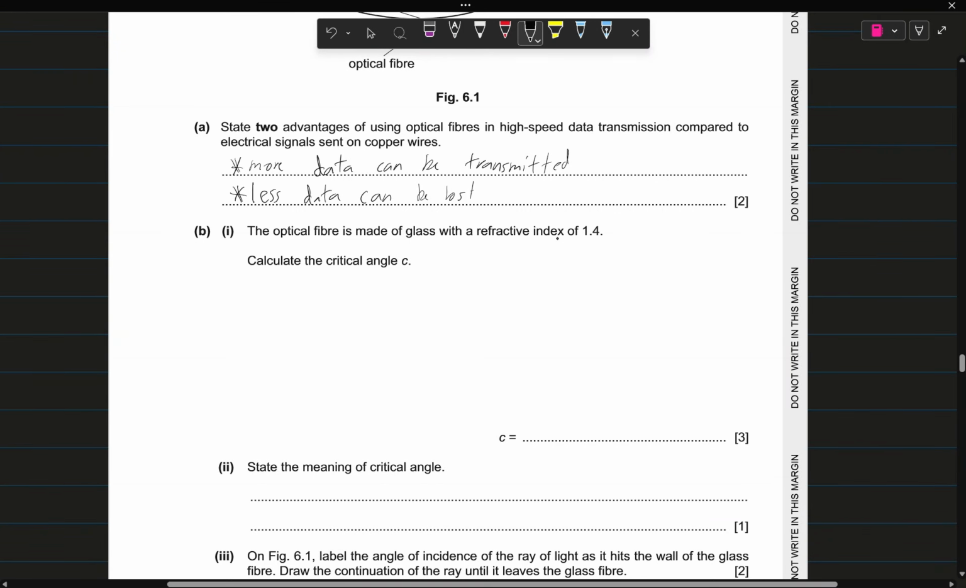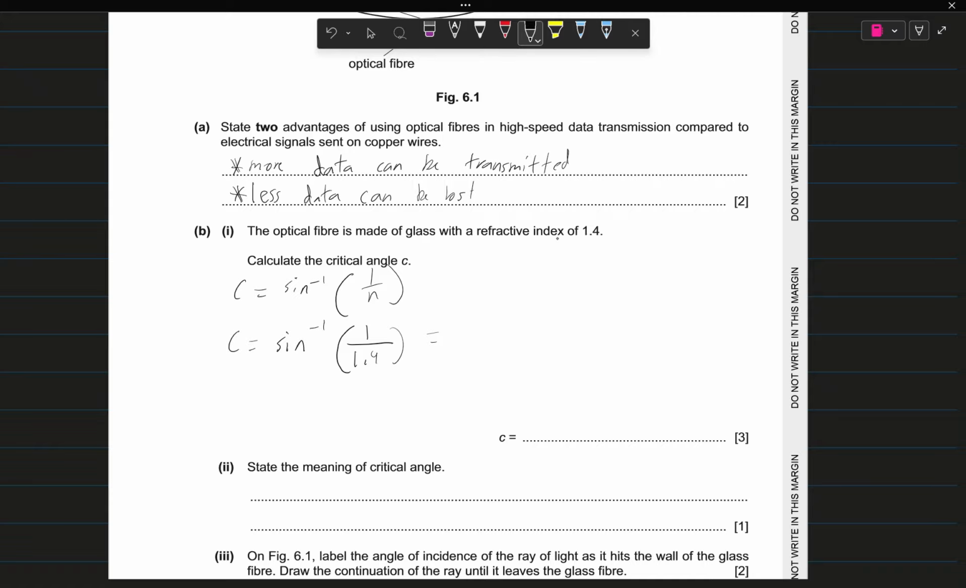Okay, the optical fiber is made of glass with a refractive index of 1.4. Calculate the critical angle C. Okay, calculate C. Here, you need to write the formula, which is that C equals sine inverse of the reciprocal of n, 1 over n. Because of that, we can just plug in the values. n is of course the refractive index. So C itself will equal sine inverse of 1 over 1.4.